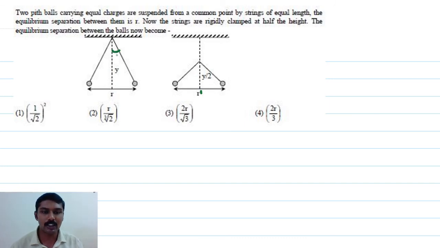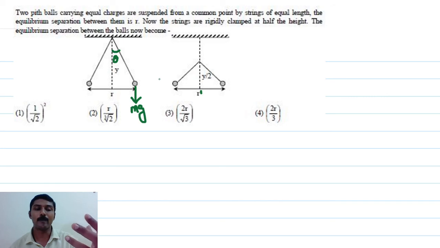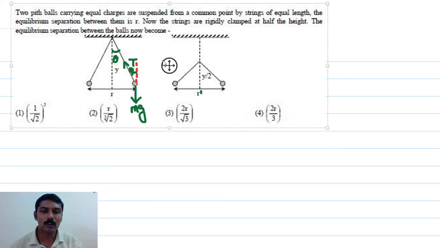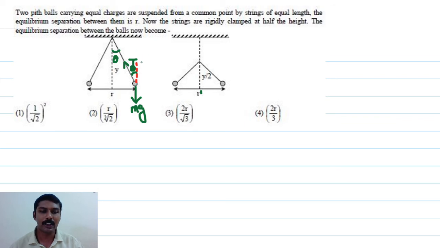Let's call this angle theta. The length in both cases is the same. The balls will definitely carry some mass, so the weight acts downward, in the direction of mg. Because of that weight and the electrostatic repulsion, there will be a tension in the string. If I extend this line backward, I can find that this angle is also theta.